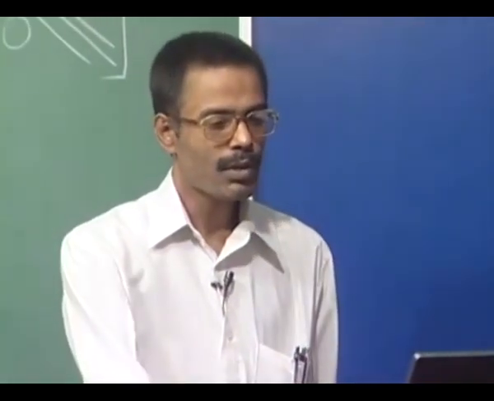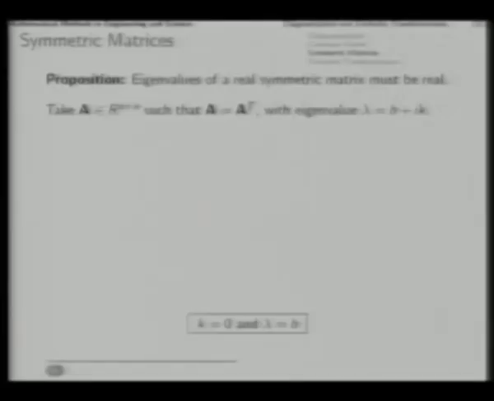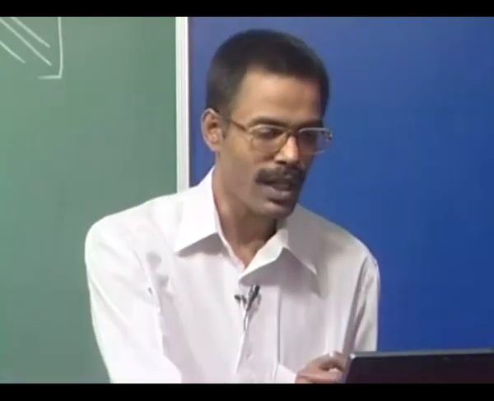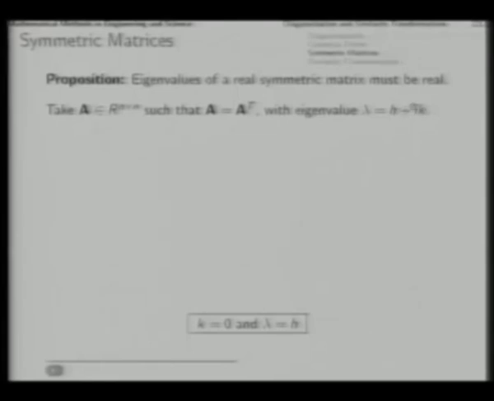For this, what do we do? We assume that there is an n by n matrix A, which is symmetric, that is, for which A is equal to A transpose, and one of its eigenvalues is lambda, which is h plus i k. Now, what do we need to prove? We need to prove that the eigenvalue must be real. That means this lambda must be real, so its imaginary part k should be 0. This is the hypothesis and this is what we want to establish.